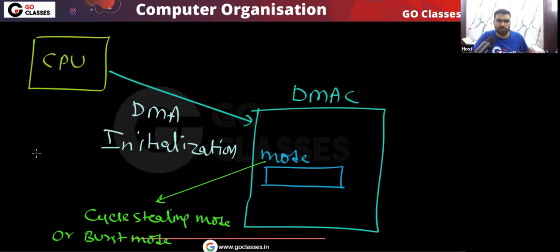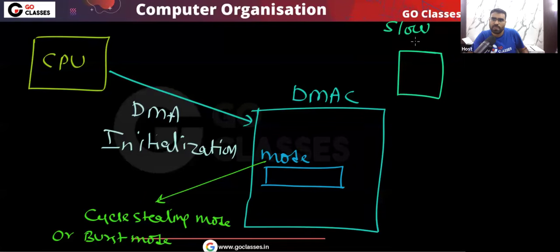Okay, let me ask you one question. Let's assume you have a very slow IO device. Tell me which mode will be used. You have a very slow IO device. Now tell me, if you have a very slow IO device, then which mode will be used?